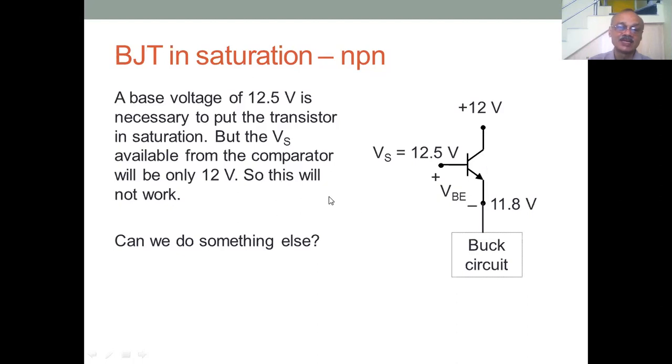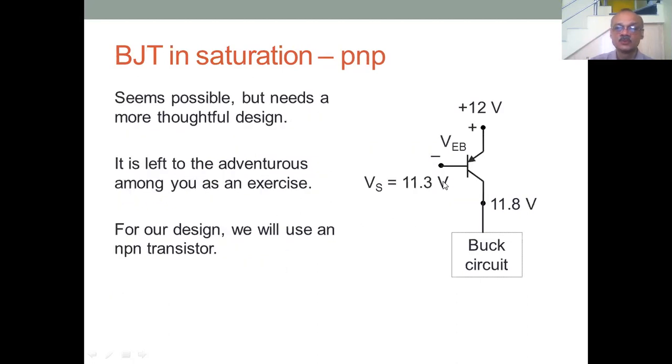Okay, can we do something else? This is not working. Can we do something else so that the BJT is in saturation? The hint, of course, is here. So instead of NPN, can we use a PNP transistor? Let us see. We replace the NPN with a PNP, so the emitter goes on top. This is at 12 volts.